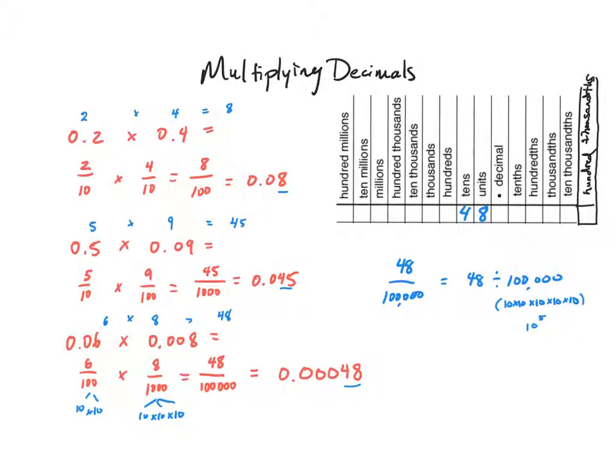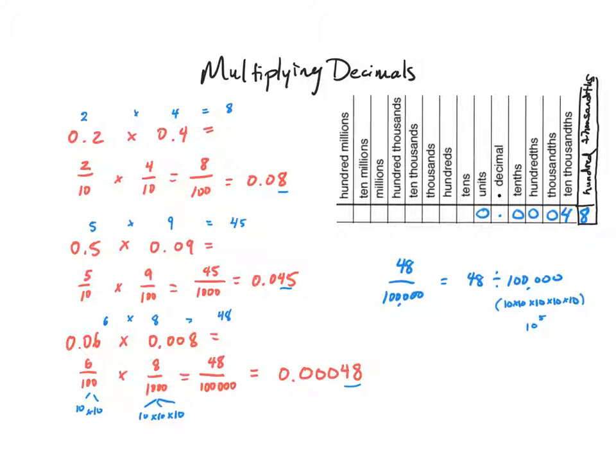So I'm going to take my 48 and move it 1, 2, 3, 4, 5 places to the right. Now I can fill in any zeros, put my decimal on there and a 0 in the whole number place value, and I can see that my answer is 48 hundred thousandths.